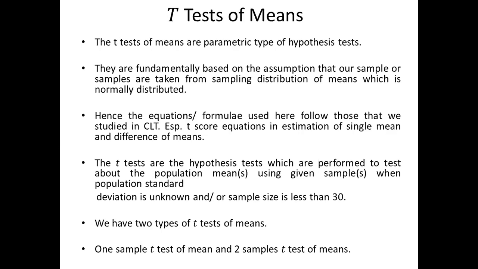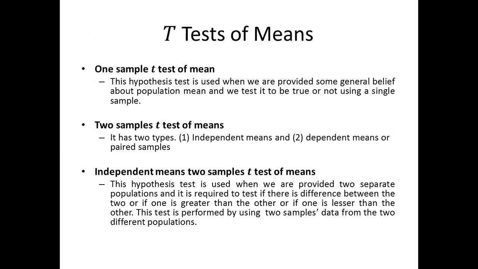The t-tests are the hypothesis tests which are performed to test the population mean or means using a given sample or samples. So we can have one sample or multiple samples when the population standard deviation is unknown and or the sample size is less than 30. We have two types of t-test of means: the one sample t-test of mean and the two sample t-test of means. Firstly, we'll see what these are, and then we will look into their proper scenarios.